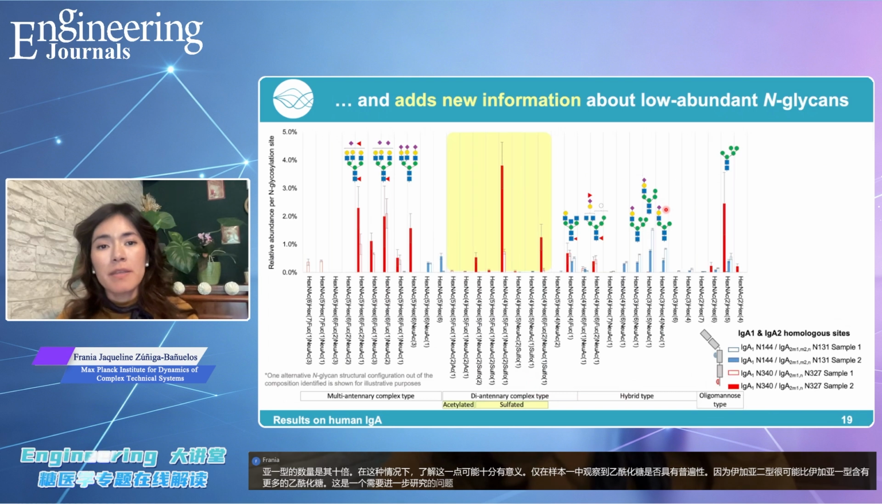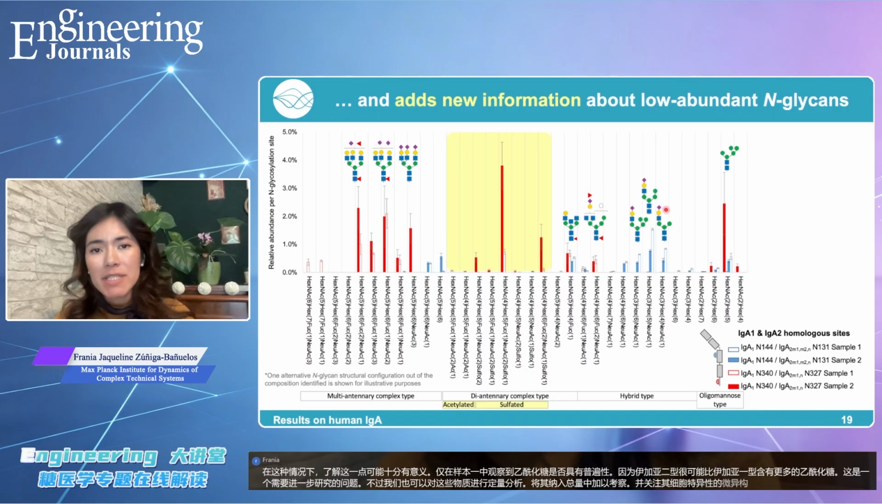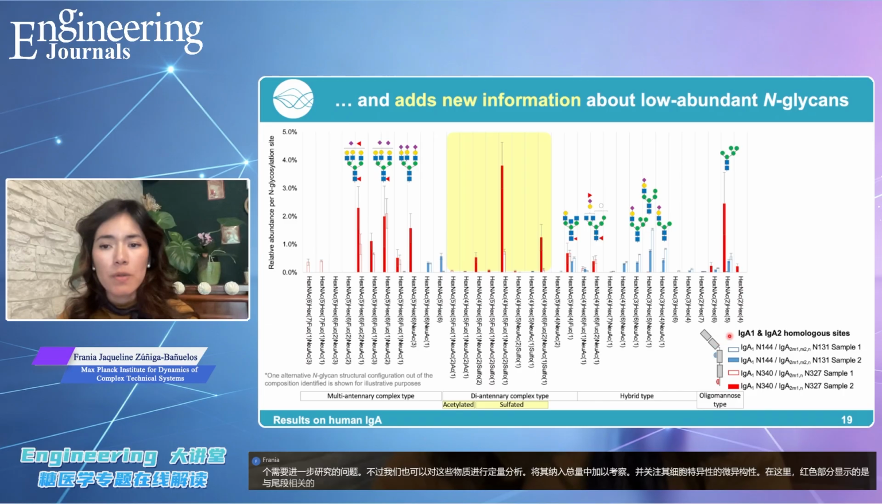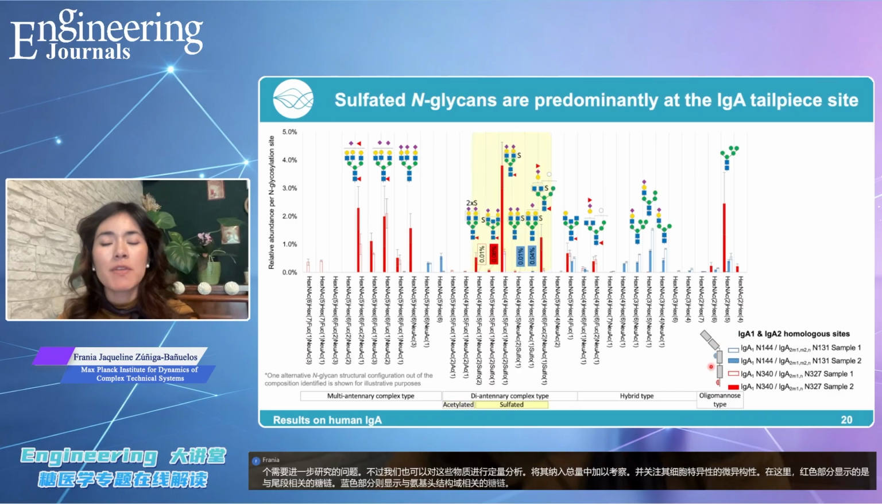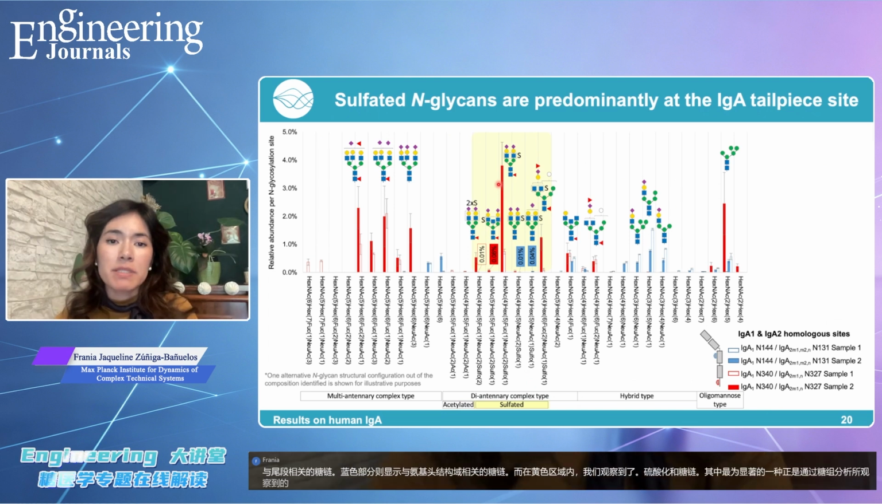Well, we could also quantify the sulfated and acetylated glycans in the context of the total glycoprofile and site-specific microheterogeneity. Here in red, you observe the glycans associated to the tailpieces, and in blue, the ones associated to the CH2 domain. And in this yellow area, we observe sulfated glycans, and you observe the most predominant one is the one observed by glycomic analysis and is abundant in both sample 1 and sample 2, even though sample 1 and sample 2 have different amounts or levels of these glycans.